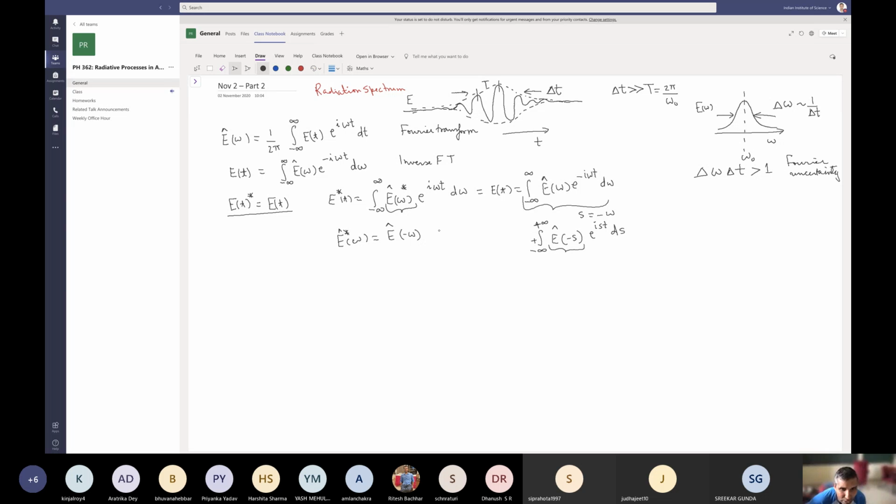Okay, so you only have to worry about omega greater than 0. If you get the omega greater than 0 Fourier coefficients, the negative Fourier coefficients can be obtained just by taking the complex conjugate of the omega greater than 0, for example. Okay, good. So this is from this reality condition.